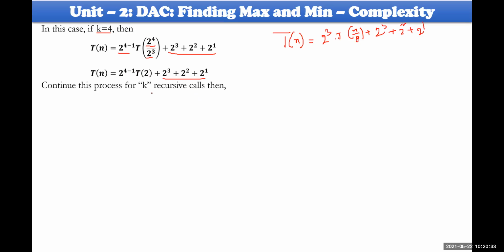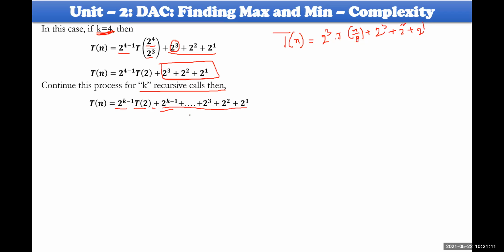So if we continue this particular process for k recursive calls, it could be done like this. 2 power k minus 1 into t of 2 plus. So this expression will be continued for k times here. 2 power k minus 1. So here, if k is equal to 4, the value which is pertaining here will be k minus 1. So therefore, the number of values here will be equal to 2 power k minus 1 plus and so on plus 2 cube plus 2 square plus 2 power 1.